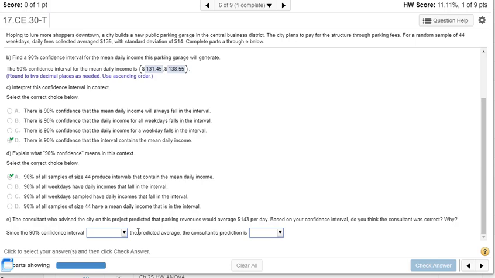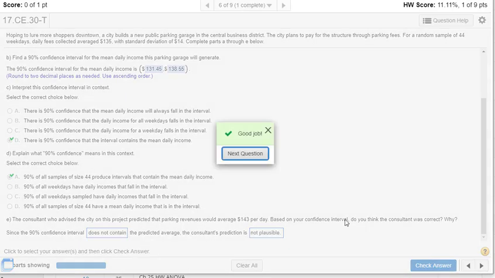The consultant who advised the city on this project predicted that the parking revenues would average $143 per day. Based on your confidence interval, do you think the consultant was correct? Why? So his prediction falls outside of our interval. Since the 90% confidence interval does not contain 143, the predicted average, the consultant's prediction is not plausible. If it had been, like $135, then it would be plausible because our confidence interval would contain the mean. So I hope that helps.